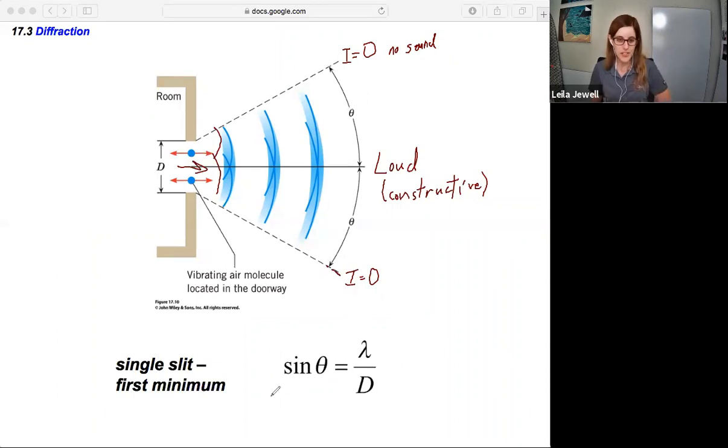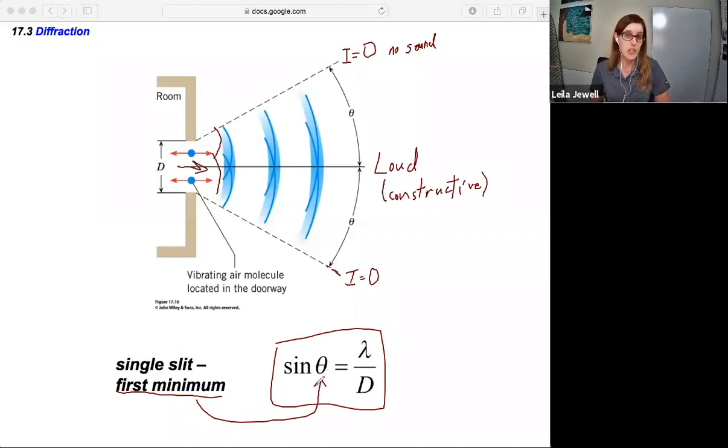So this equation gives us, if we take sine of that angle, the first minimum. So the first minimum is located at this angle theta. So we could solve this for theta. If we take the inverse sine, theta is equal to inverse sine of the wavelength over D. Now what is D here? D is the diameter of the opening. So it is important that it is a capital D, for diameter.